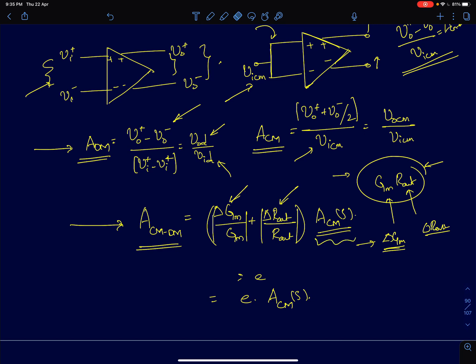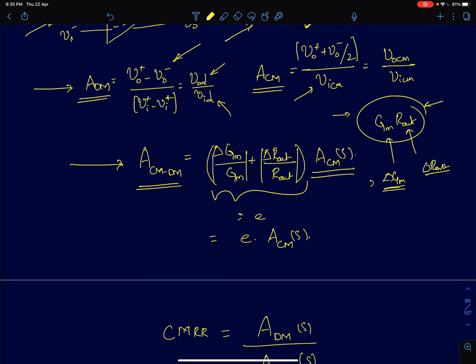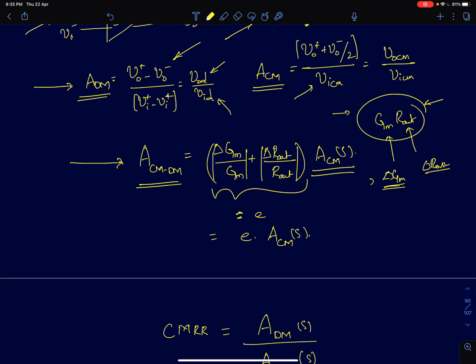This is a result I've already discussed when we were discussing differential pairs. You can go through that and refresh your memory. It can be expressed as the fractional error in transconductance and output resistance times ACM of S, where ACM is the common mode gain. I am going to call this term, delta GM by GM plus delta R out by R out, as E. So this is called the error, the fractional error because of asymmetries or mismatches between the two halves of the circuit.